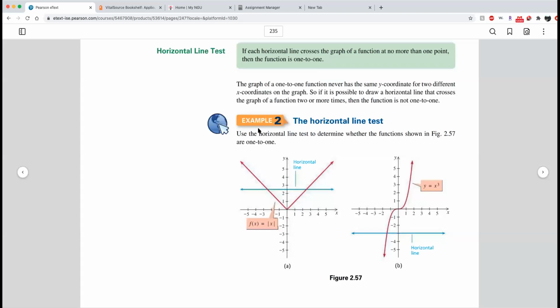All right, so see example 2. Use the horizontal line test to determine whether the function shown in figure 2.57 is one-to-one. This is a graph of the absolute value function. Is it one-to-one? No, because you see that the horizontal line meets the graph twice. Then the cubic function: yes, the cubic function is a one-to-one function, because as you can see, the horizontal line meets the graph once.